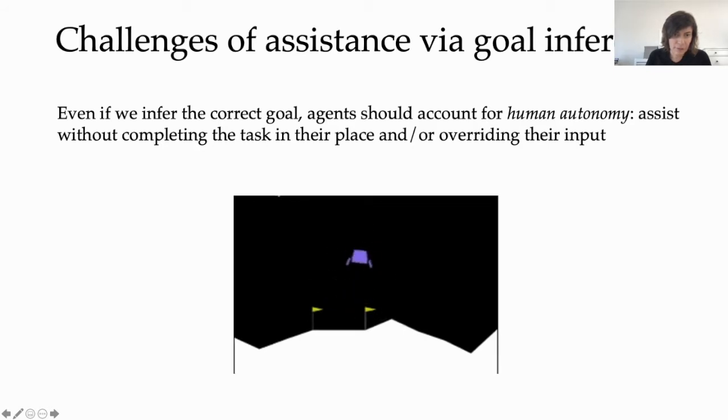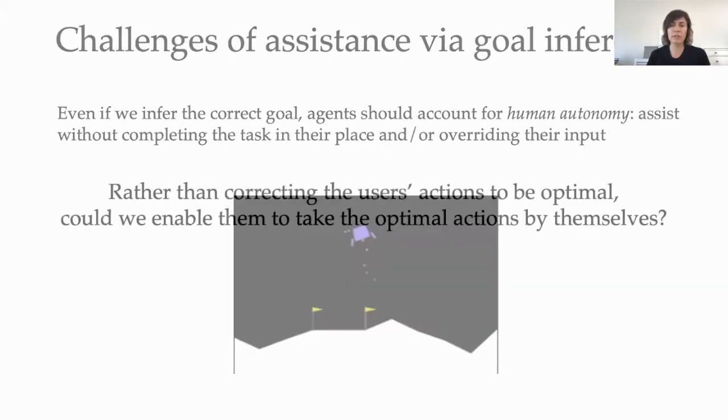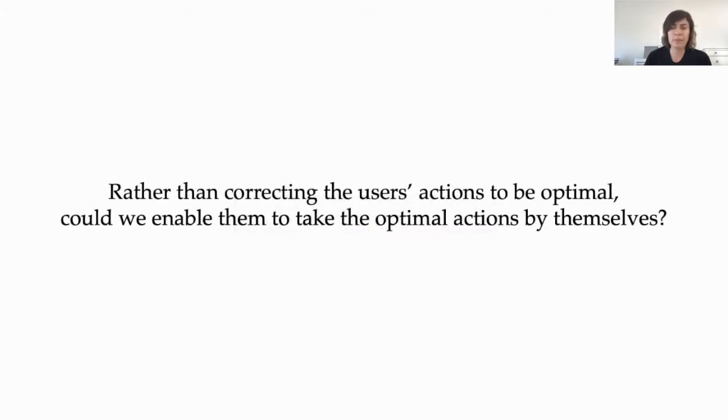About here, they just take over and just land. And sure, that gets the task done, but it deprives the user of their autonomy. And so we've been wondering, could we do assistance differently? Could we, instead of correcting the user's actions to make them optimal for their goal, could we somehow just let the person do their thing because they know what they want, and enable them to take the better, close to optimal actions by themselves?